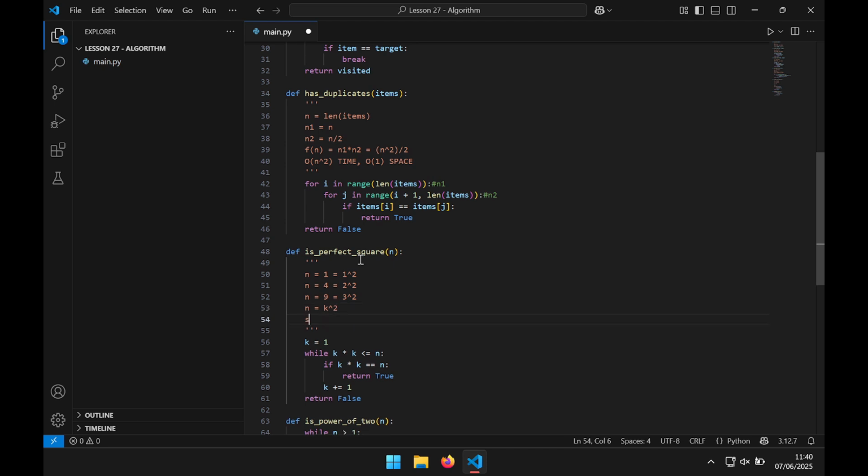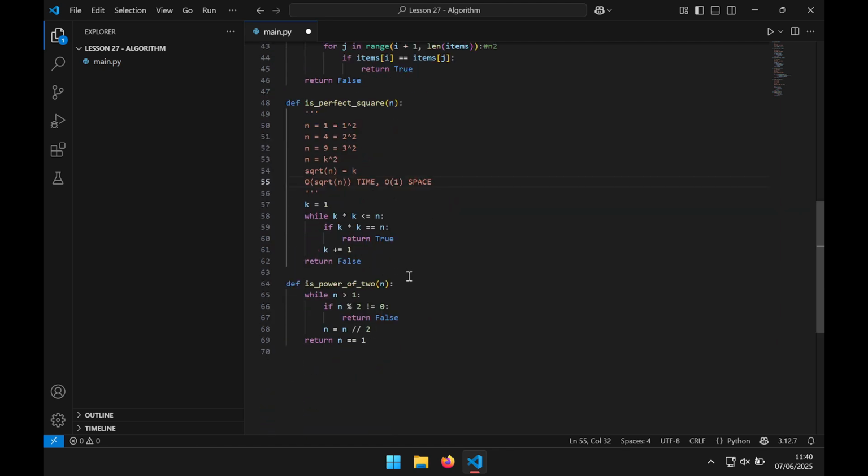So, square root of n is equal to k, which means that the big O is square root of n for the time complexity, and again 1 for the space complexity. Big O of 1 space.